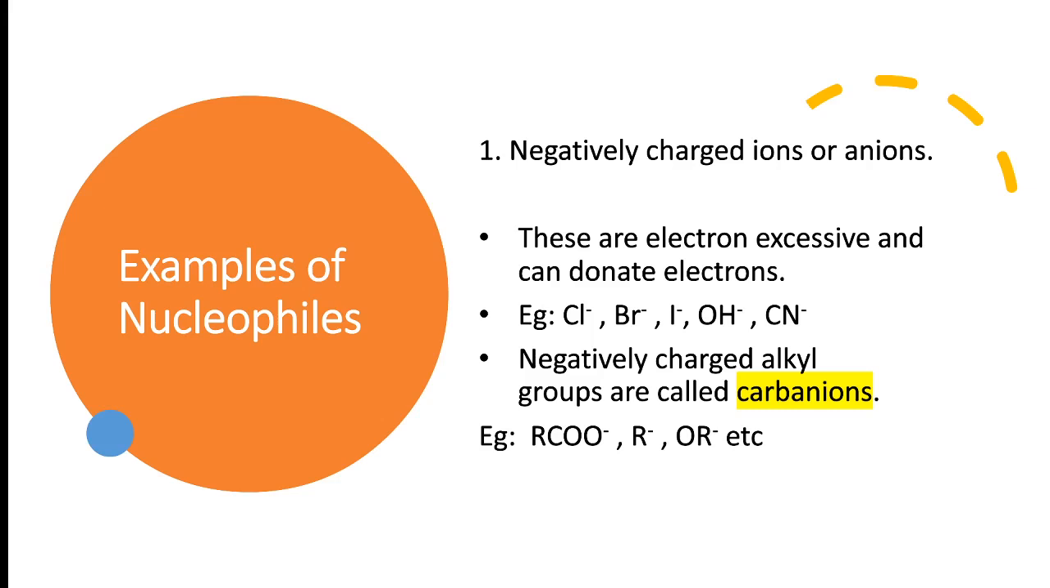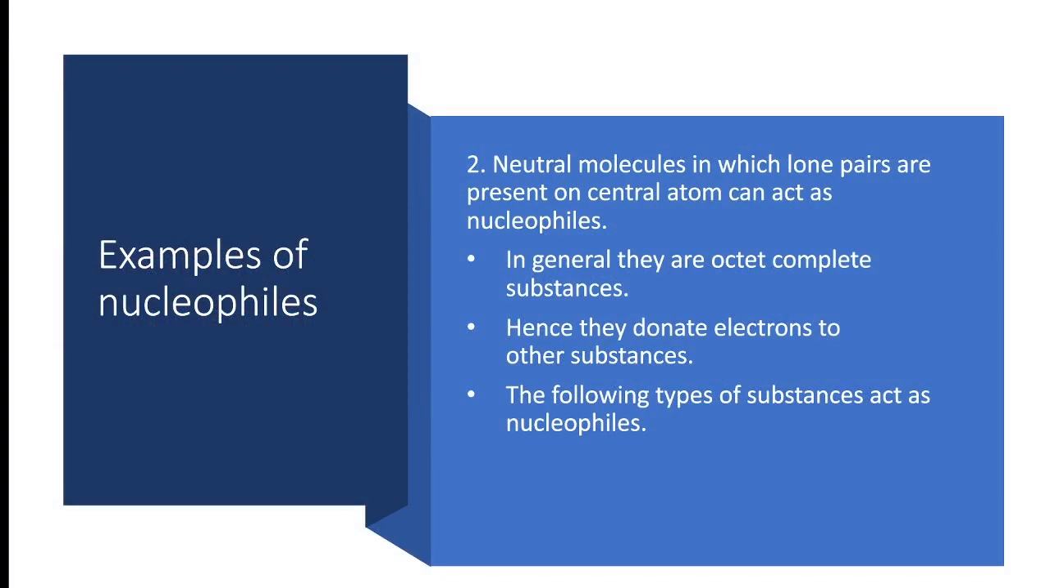Next one, negatively charged alkyl groups are called carbanions. Here in the above example, carbon is present, but carbon is not bearing the negative charge, whereas in the following examples, the carbon bears the negative charge, that is known as carbanion. So carbon bearing negative charge is called carbanion. Example is R minus. R minus is alkyl carbanion.